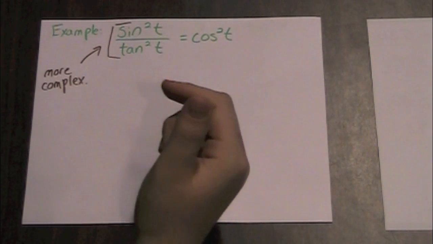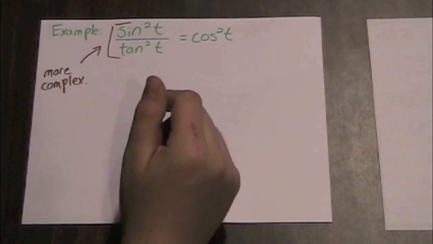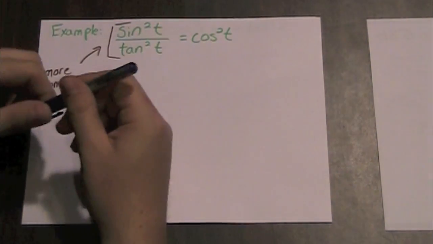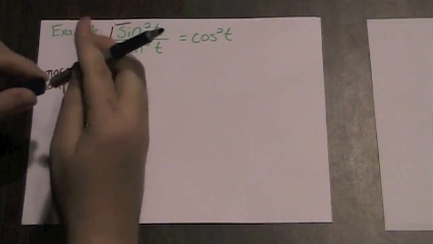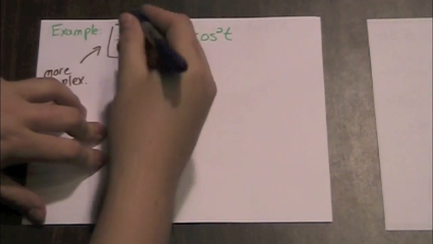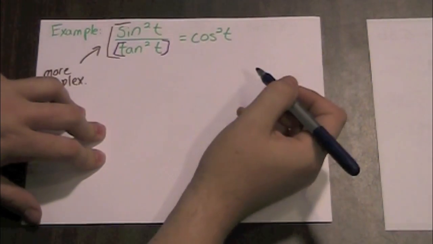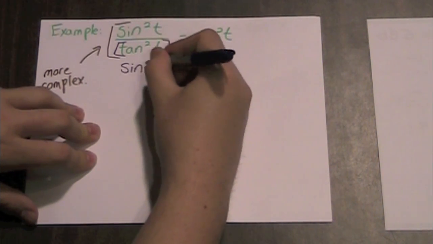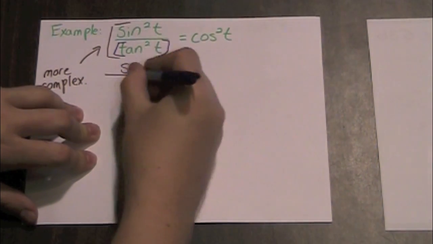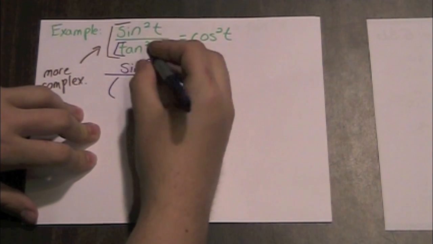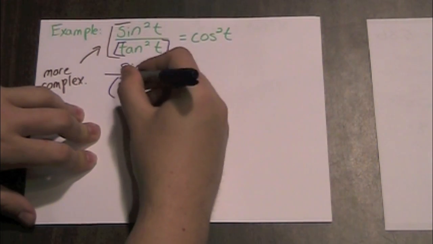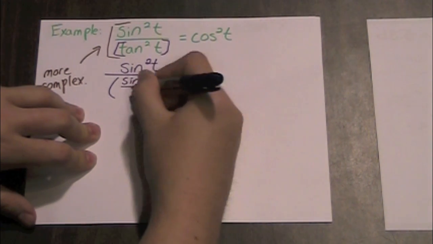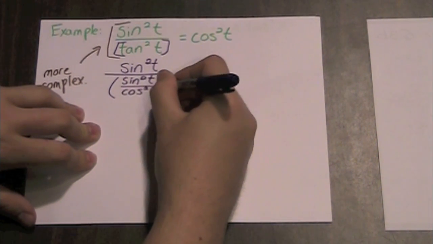Okay, I'm dealing with sine, cosine, and tangent here. I recognize that tangent is comprised of sine and cosine, so it might be a good idea to turn this tangent into a sine and cosine term. And if I do that, I've got sine squared of t divided by, tangent is sine over cosine, so tangent squared is sine squared t divided by cosine squared t.